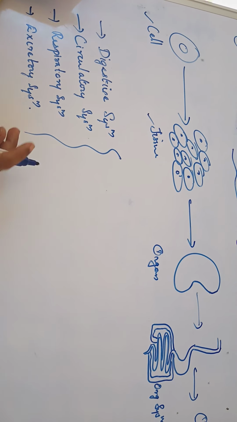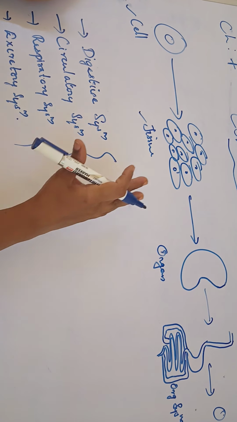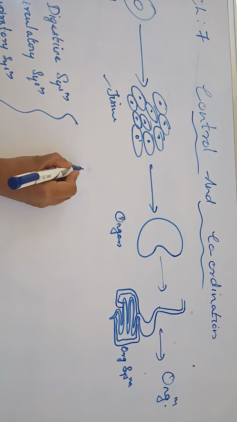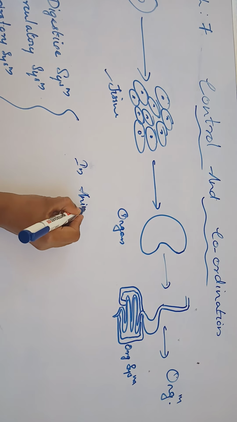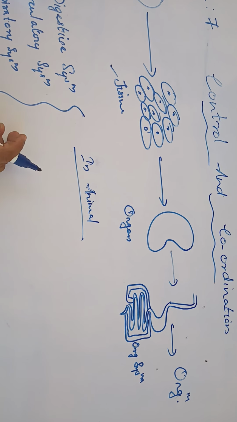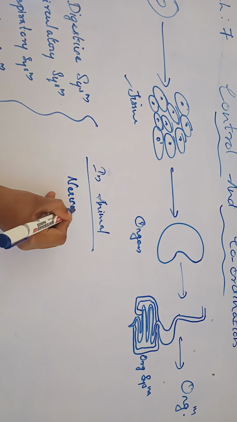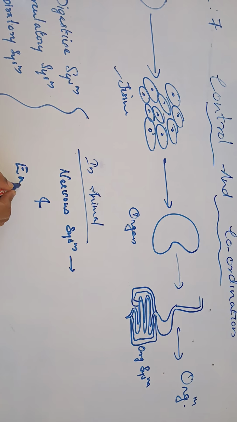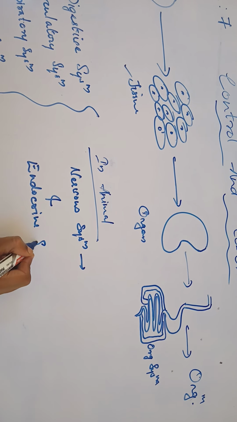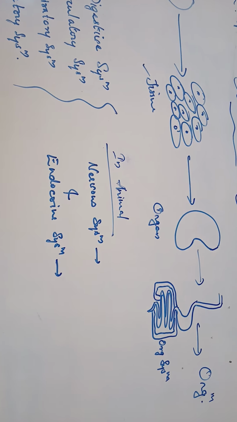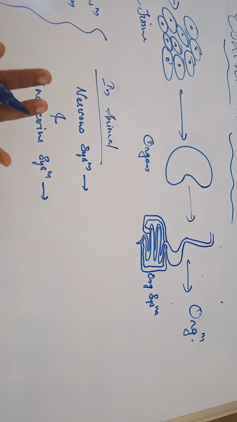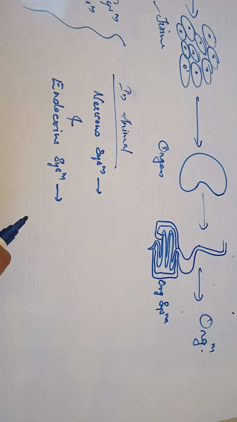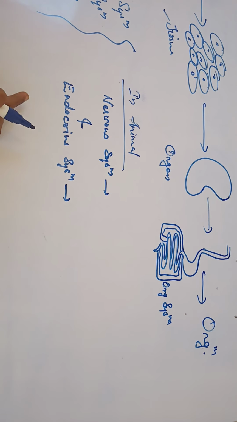Now we will study in detail about control and coordination. In this chapter also there are systems coming up. They are in animals. We'll see the systems are nervous system and endocrine system. Now, why do we need to have both systems to coordinate our body? For example, I will give you a number of examples, then you will understand the need of coordination.